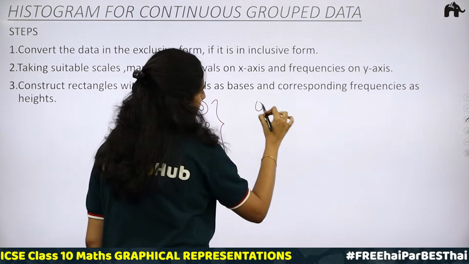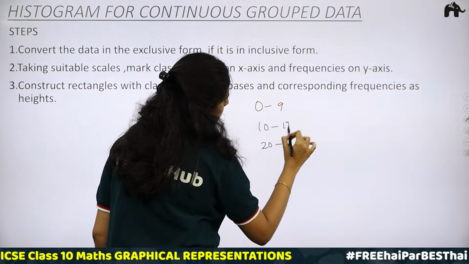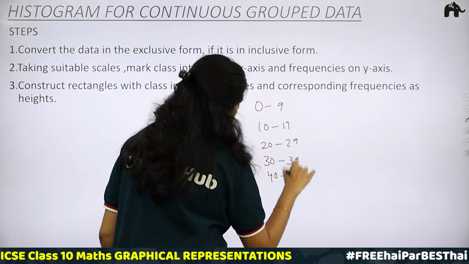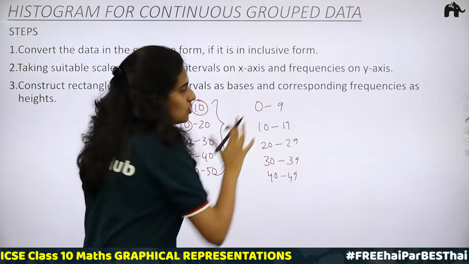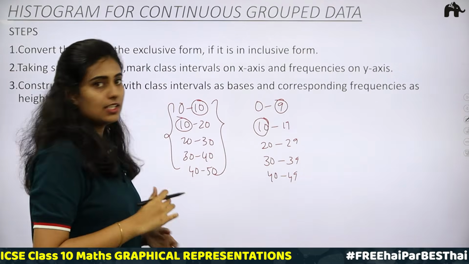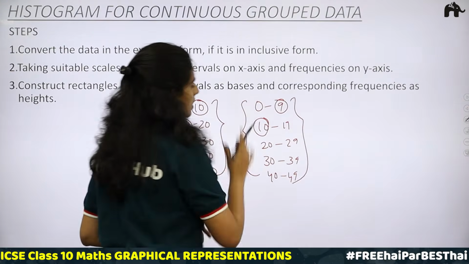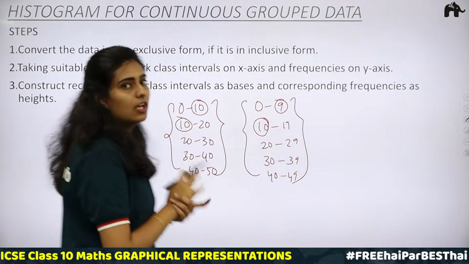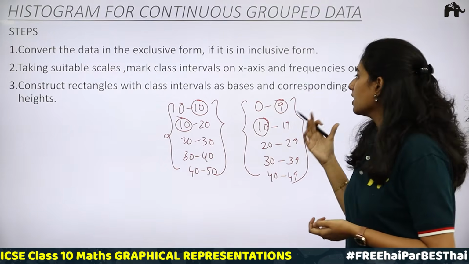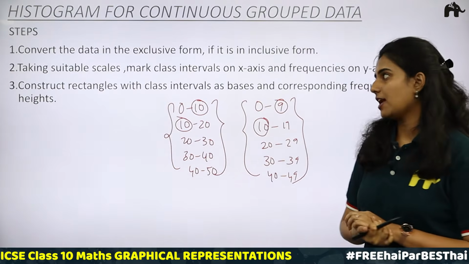For example, if you have 0 to 9, 10 to 19, 20 to 29, 30 to 39, 40 to 49, this is how the interval is. In this case, there is no continuity. Here, the upper limit is 9 and in the second, the lower limit is 10. They are not the same. So this is the inclusive form. This inclusive form should be converted into exclusive form first. In order to convert this, you will be studying about an adjustment factor. We will be discussing the adjustment factor later.